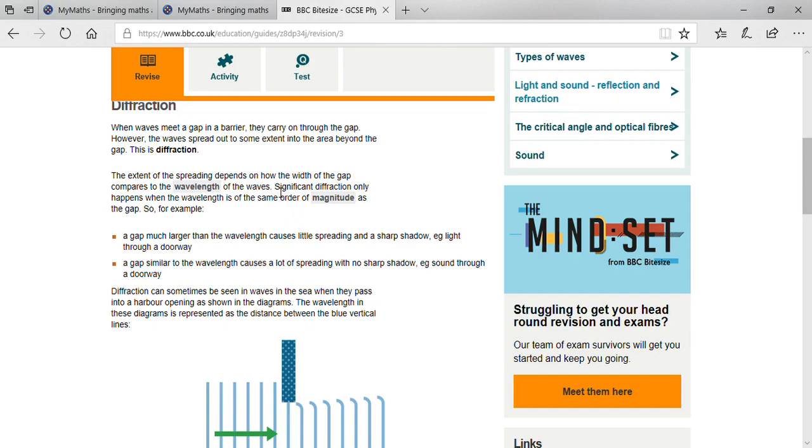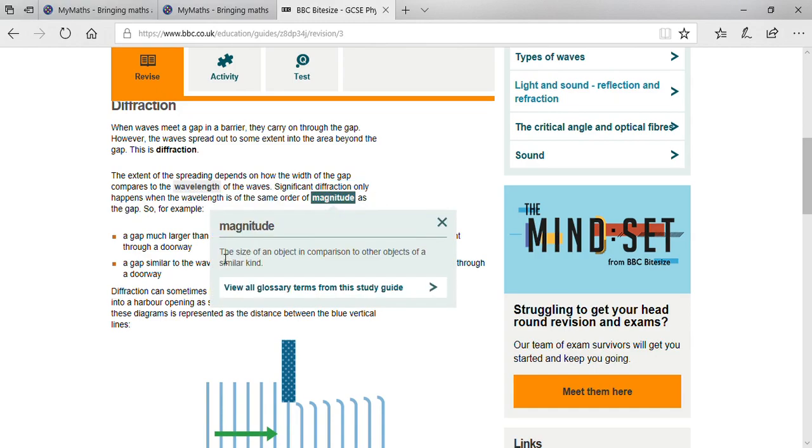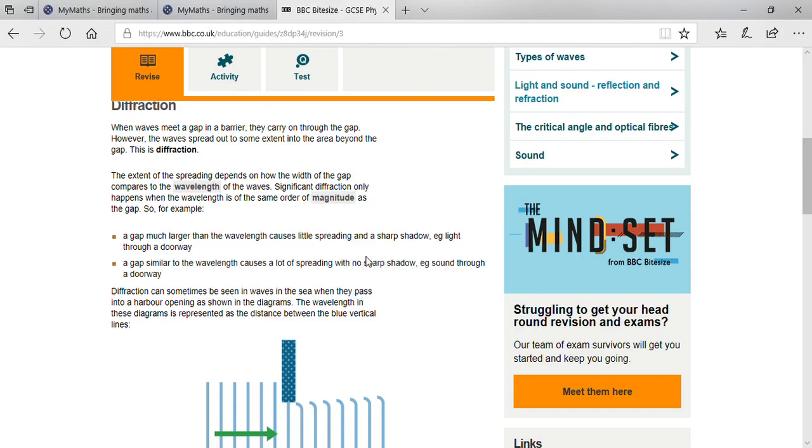Significant diffraction, beta, can only happen when the wavelength is of the same order of magnitude as the gap. Magnitude means the size of an object in comparison to another object of a similar kind. Understand? Yes, magnitude means the size of an object in comparison to another object of similar kind, beta. So here are two things that you have to remember.